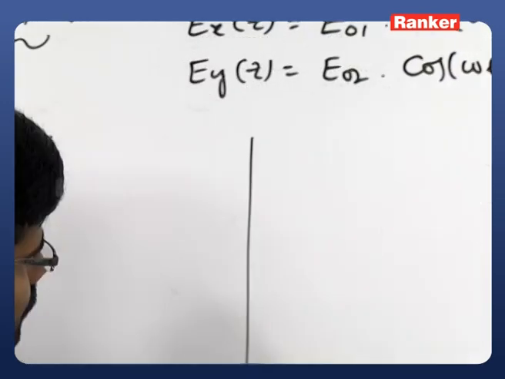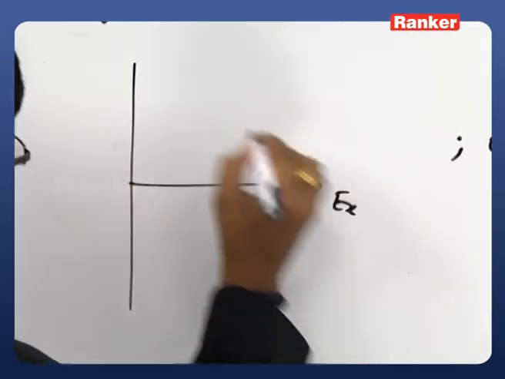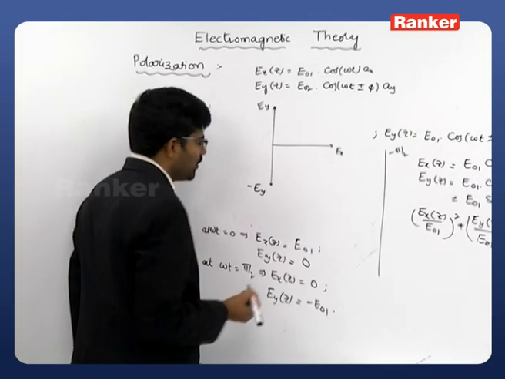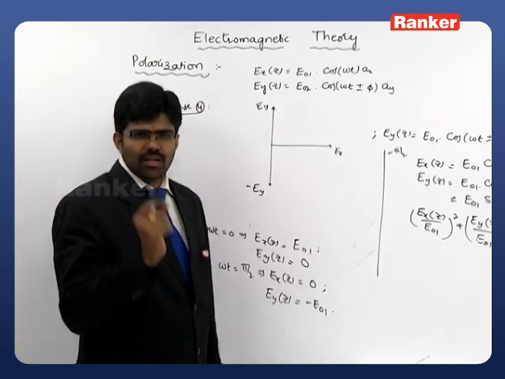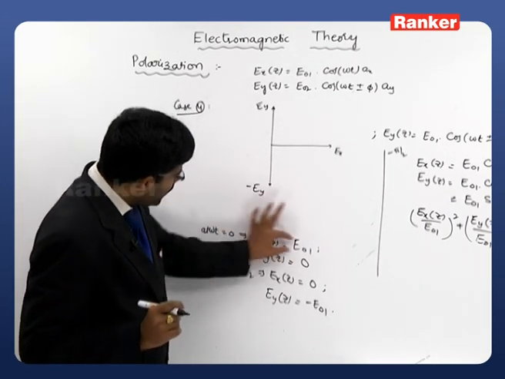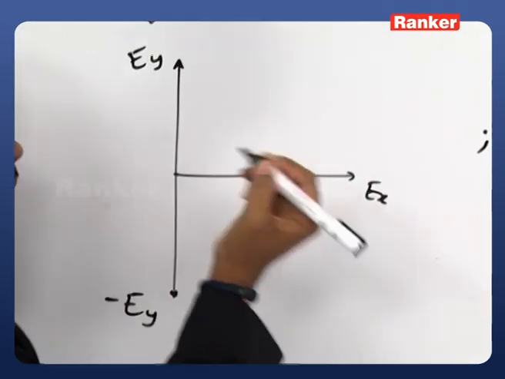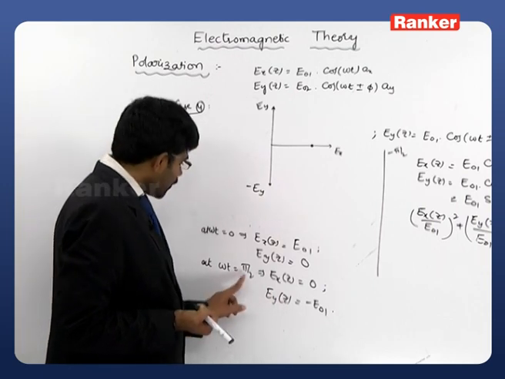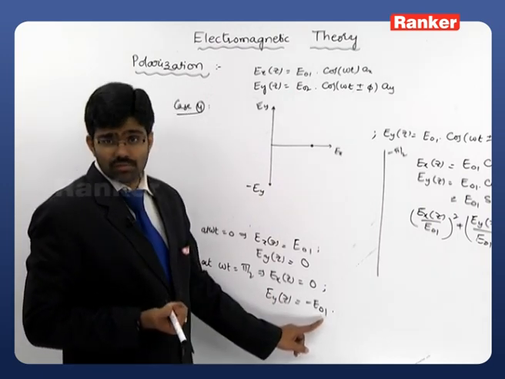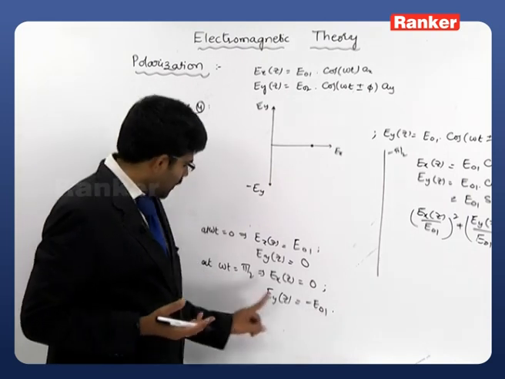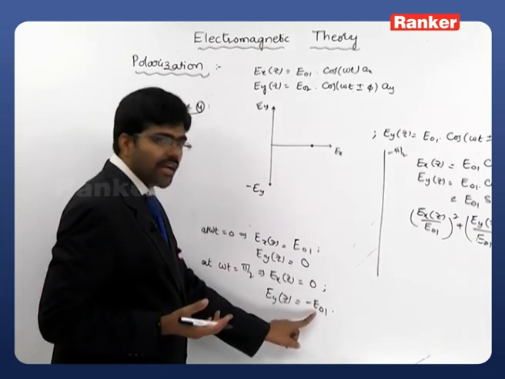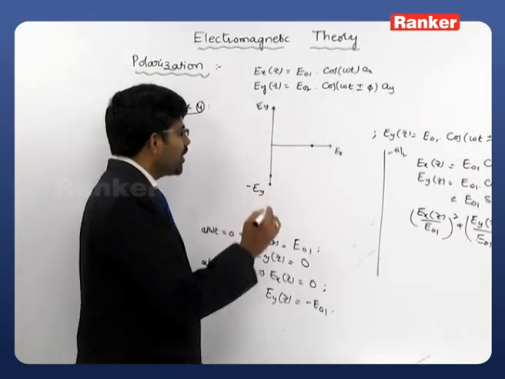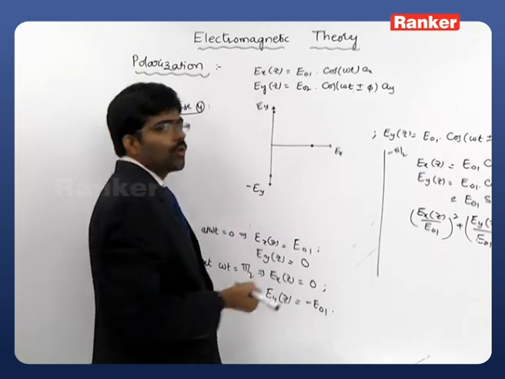Consider this is Ex, Ey, and this is minus Ey. At time t equal to 0, initially the electric field is along the x axis with some amplitude. Right? Later, after some time, the electric field is on the y axis with the same amplitude. The amplitude is not varying here. So the electric field after some time is on the negative y axis with the same amplitude like this. After some time, we can expect the same amplitude on the positive y axis.